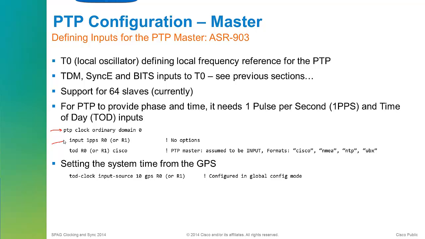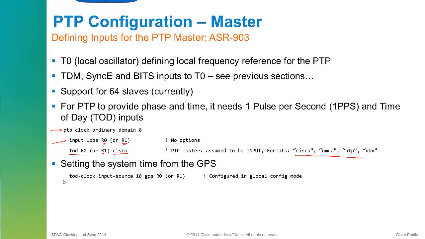We have an input R0 and R1. Remember, R0 for the 903, first RSP. If it has two RSPs, it can also have a R1. The 902 only has a single RSP without redundancy, so it's R0. But the 903, you have redundancy. The time of day, similarly, R0 or R1 the input, and then the format. Typically, similarly to the 901. Again, the formats we support, you saw on the time and phase output section for Cisco, NMEA, NTP, and UBX.